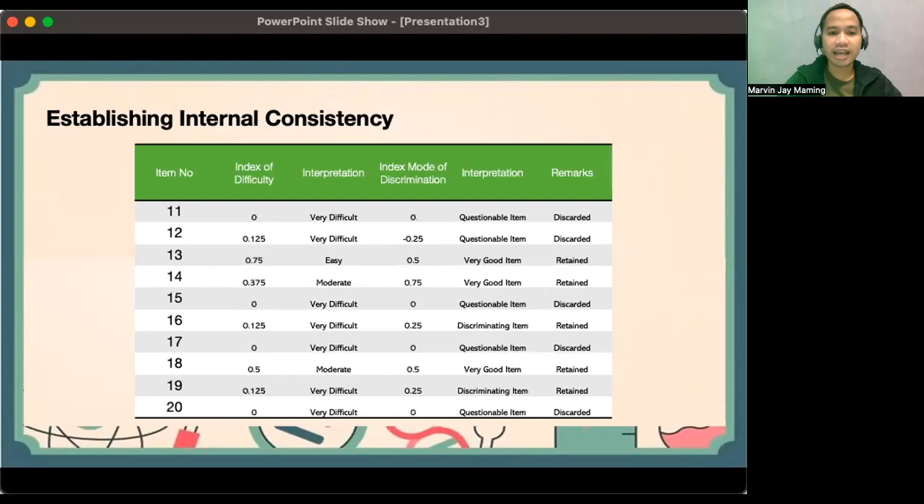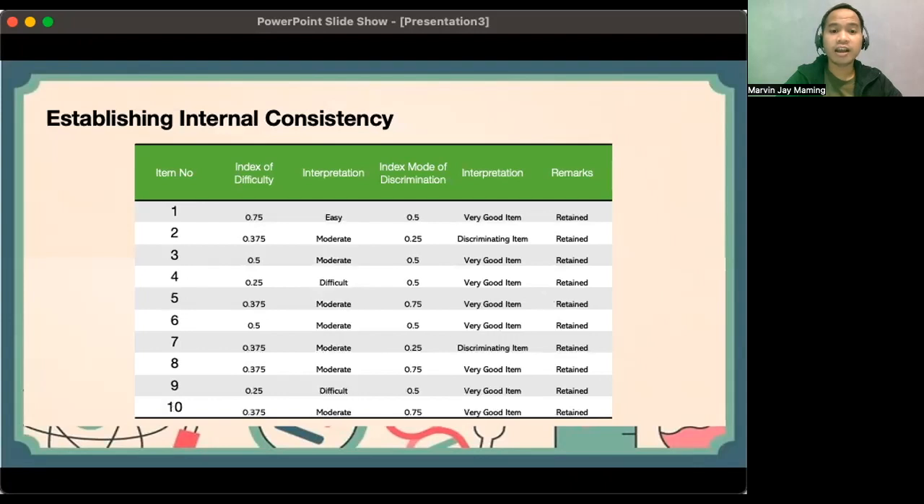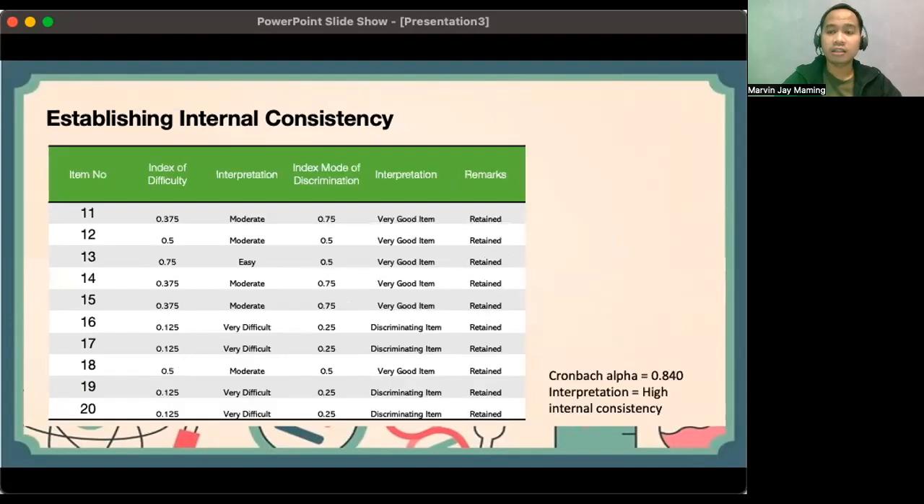These discarded items were rewritten, and then again, the indices of difficulty were measured until all the 20 items were considered to be retained. The Cronbach alpha of the developed assessment is 0.840. This means that the assessment itself has a high internal consistency.